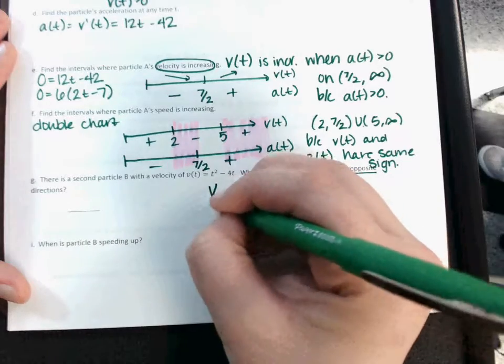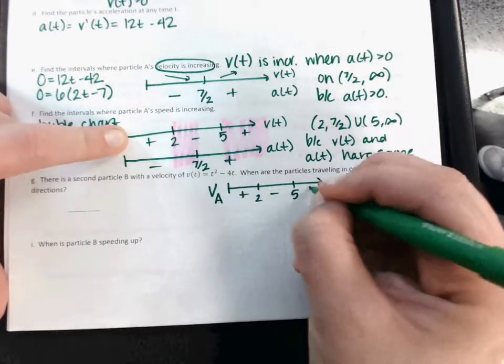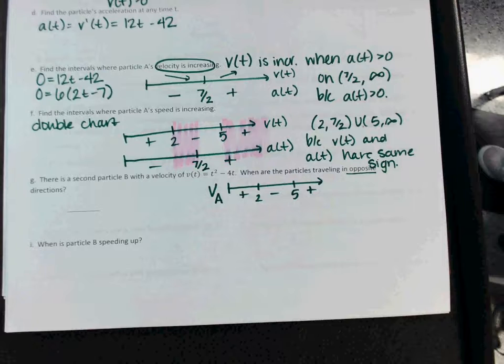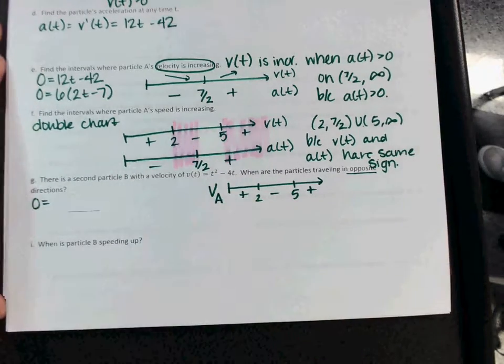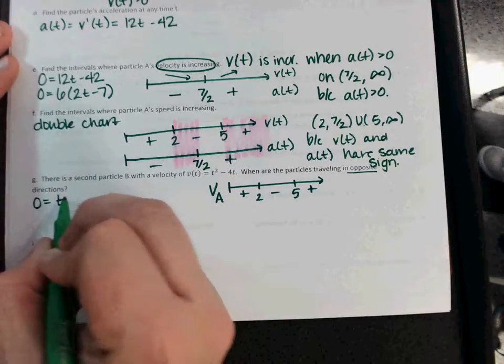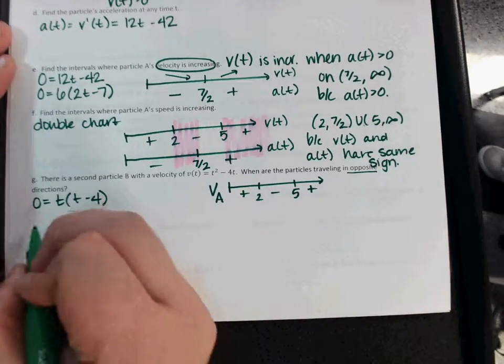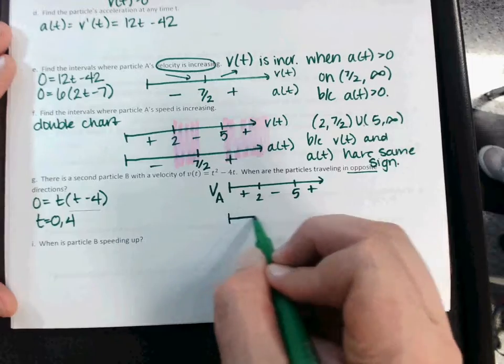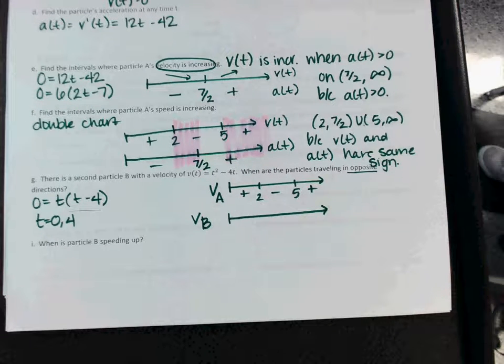I'm going to go ahead and write the velocity of A because I already know it. It was 2, 5, plus, minus, plus. But then I need to know velocity B's sign chart. They gave me the equation, but I'm going to have to actually find all that. So, take this, set it equal to 0. What can I take out of t squared minus 4t? Okay, what's left over? T minus 4. Which means my critical numbers are what? 0 and 4. Now, if 0 is also an endpoint, do I need to list it as a critical number? Technically it is a critical number, but we know there won't be a sign change. So put 4 in the middle.